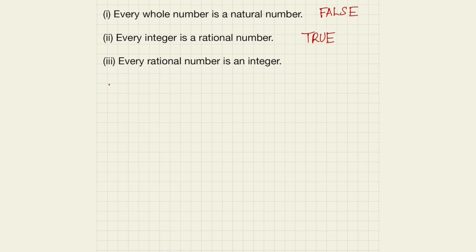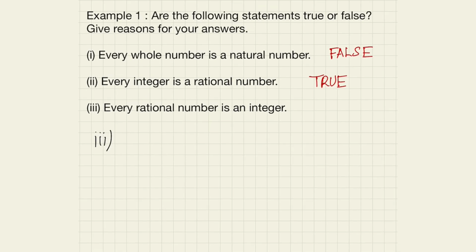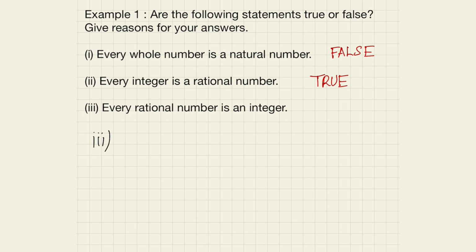Now we are moving on to the third subdivision here, which is every rational number is an integer. Now this is just a statement which is converse to the previous statement. In the previous statement we saw every integer is a rational number. Now here they are saying every rational number is an integer. This obviously is false. Why is that?